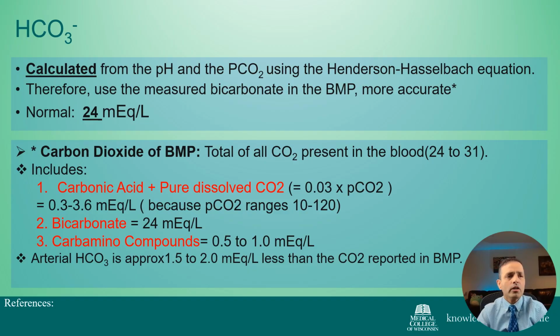The total of all CO2 present in blood is 24 to 31, and it includes three different components: carbonic acid, bicarbonate, and carbamino compound. Carbonic acid and carbamino compound are very negligible, so that CO2 essentially reflects the bicarbonate compartment. That's why, when you are doing any math, you are supposed to take the CO2 number from the BMP for calculation purposes.